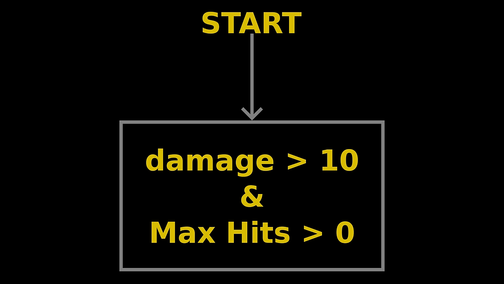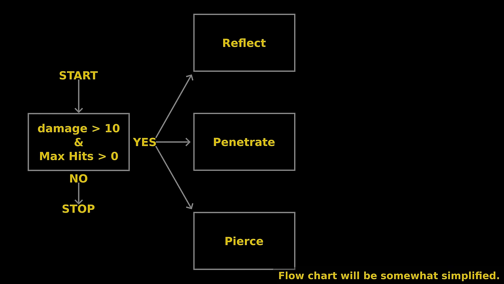The loop runs when the damage of the beam is above 10 and when a variable called max hits is above 0. Both of these conditions must be true for the loop to run. It may seem weird to check that the beam's damage is above 10, but as you'll see, the beam's damage can be reduced over time. Every iteration, the beam will either reflect off a surface, penetrate a surface, pierce through an object, or stop.